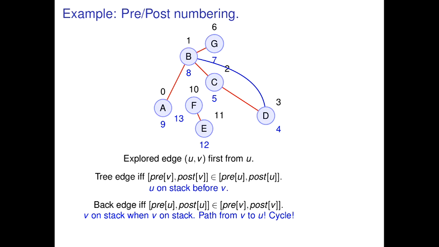One interval is contained in the other, or either one of the two intervals is contained in the other for each edge. They're not disjoint. The intervals are not disjoint for these edges. Let's look at a disjoint example. For F, 10 to 13 is disjoint from D's interval, which is 3 to 4. But D's interval, 3 to 4, is contained in B's interval, 1 to 8. So this edge from D to B is called a back edge.